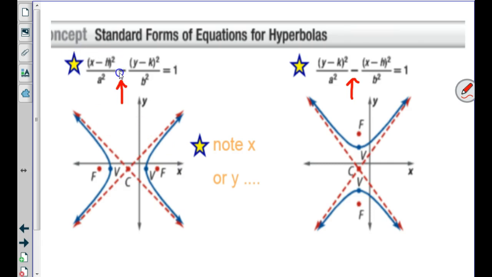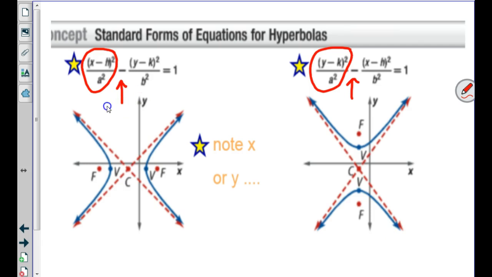So, guys, this is what I need you to see. When in front of the subtraction is the x, then the a squared is going to be underneath there, and it's going to open left and right. When what's in front of the minus is the y, the a squared is underneath there, and it's going to open up and down.